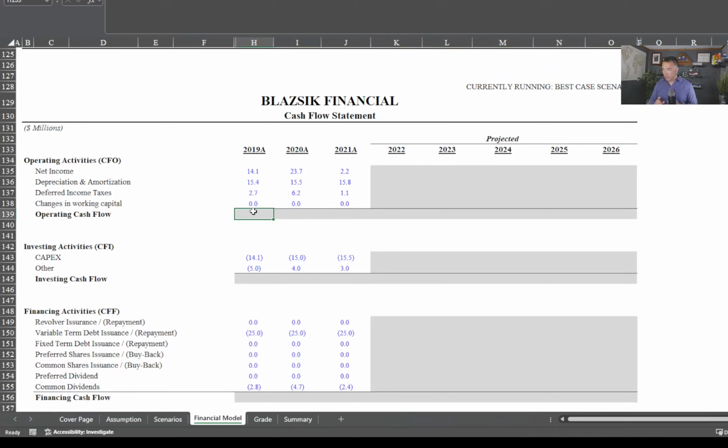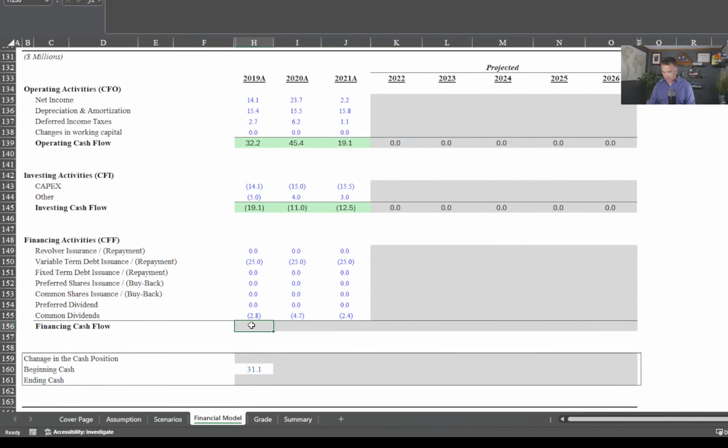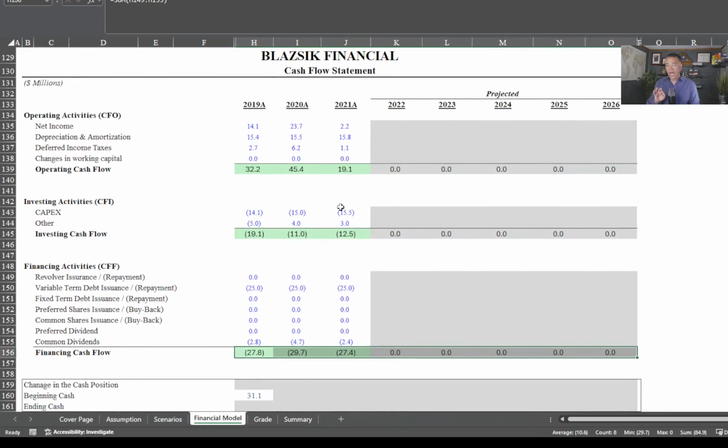Okay, so what I'm going to do here in the cash flow statement, let's just sum up the values here. I'm going to do that for all these. Let's get that out of the way. We'll sum those up, Control R. All right, so we have operations.